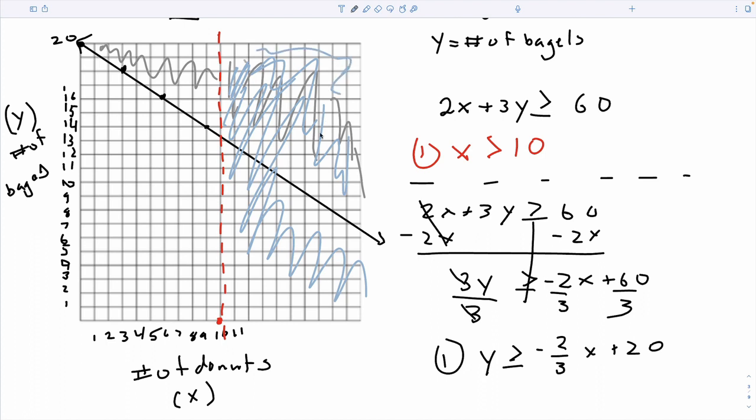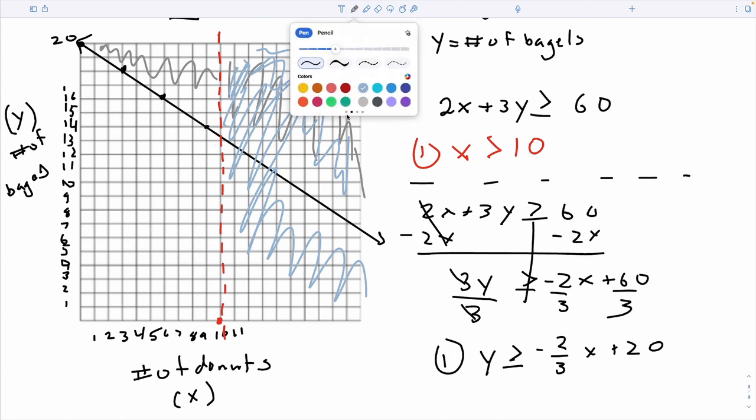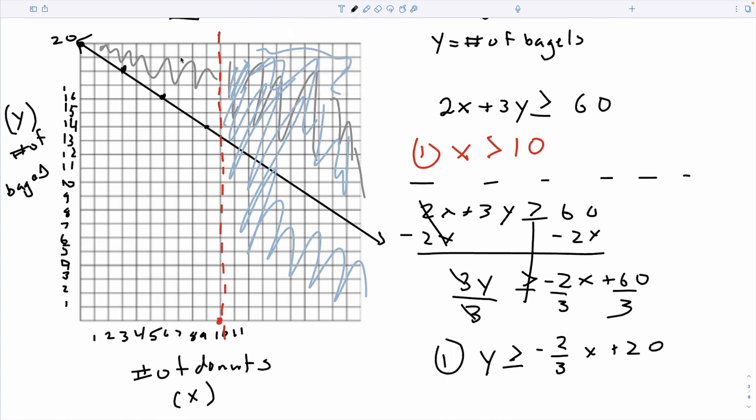What section am I going to say is my solution set? I'll give you options. 1, 2, or 3. Show me on your hands. Why is it 2? Yeah, they're both shaded, so this is your solution set.